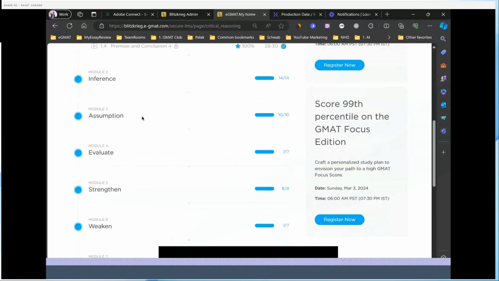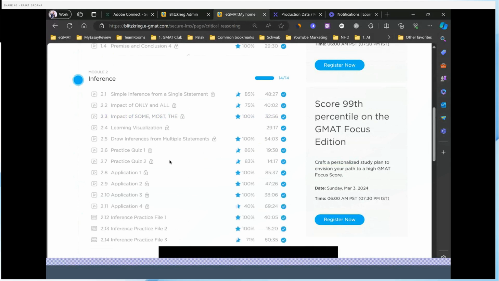You do the premise and conclusion. The inference module is really important. A lot of that visualization that we talked about here is built in that inference module. And this is where we talk about how should you visualize only and all? How should you visualize some, most, the? These are really important words which lead to very powerful visualizations. And a lot of the incorrect options are built around this, both correct and incorrect, that is.